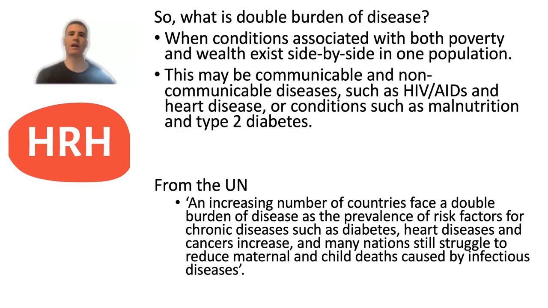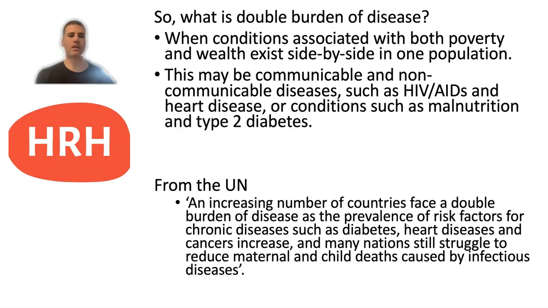Often these countries that experience both of them experience this double burden that's really not experienced in a high-income country. For example, in Australia, yes, we experience conditions associated with wealth like type 2 diabetes or heart disease, but we don't really have a very high burden for those conditions associated with poverty, things like malnutrition or, for example, HIV/AIDS. So we don't necessarily experience this double burden of disease.